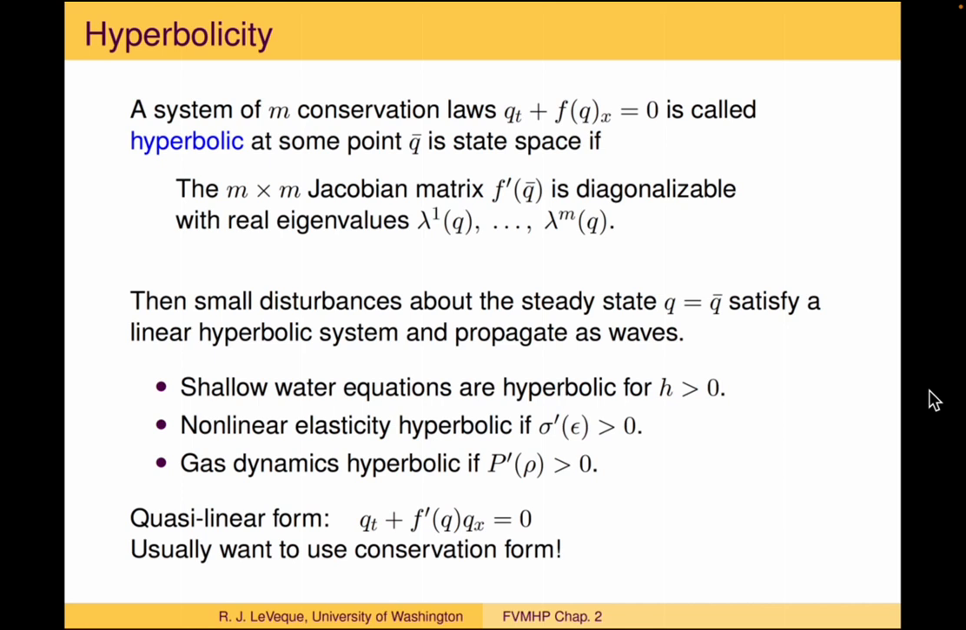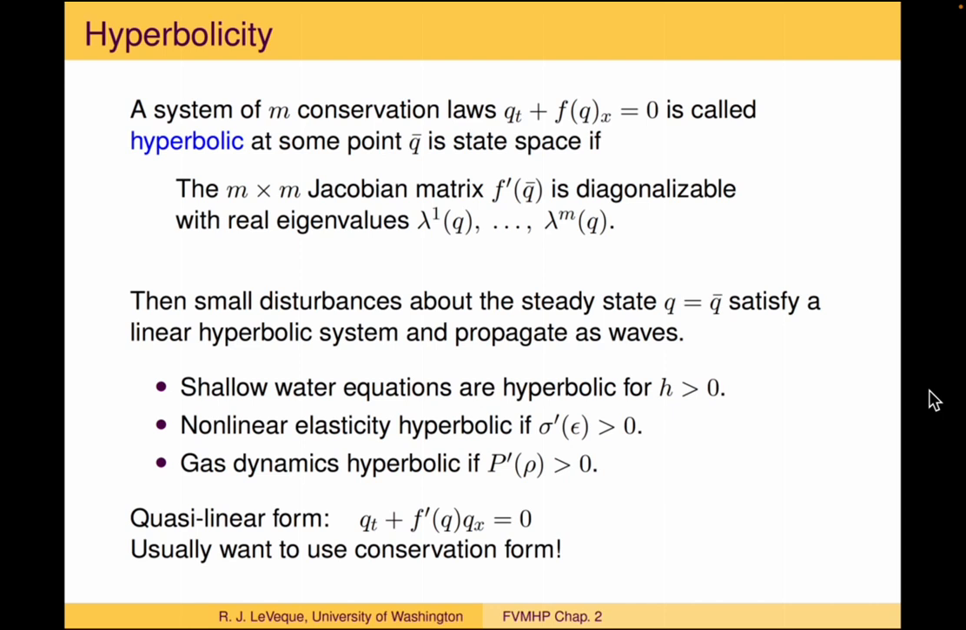And you can easily have systems where it's hyperbolic at some points. If you linearize about some state, it's hyperbolic. If you linearize about a different state, it's not hyperbolic. And we'll see some examples of that as we go along. But once we've chosen a particular state that we're linearizing about, and we're looking at small perturbations relative to that, then we just have a linear hyperbolic system with a constant matrix, which is the Jacobian matrix evaluated at that state. And that's either hyperbolic or it's not. And that tells us whether the original system was hyperbolic at that particular point.